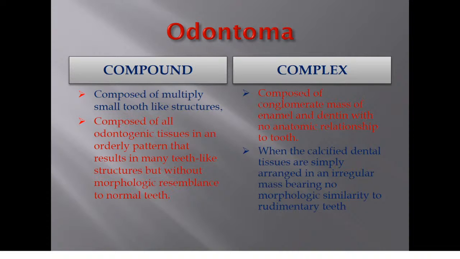Odontomas are of most interest to all stomatologists and surgeons. Odontomas are the most common type of odontogenic tumors. They are included under the benign calcified odontogenic tumors. Odontomas are basically classified into two types, complex and compound.